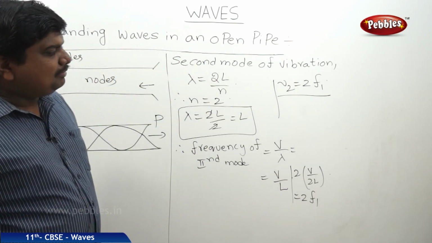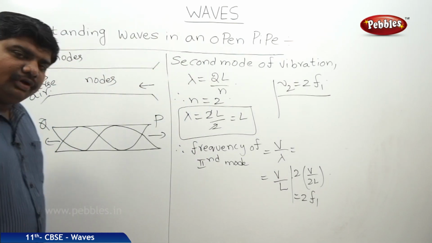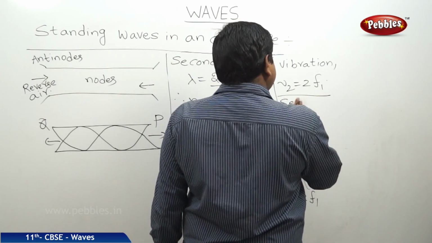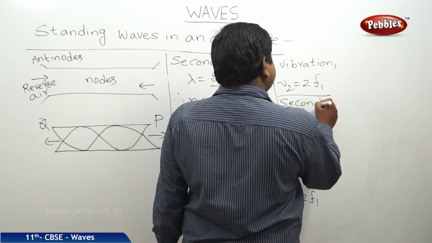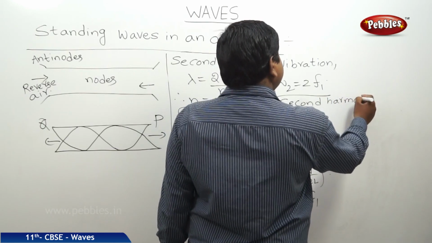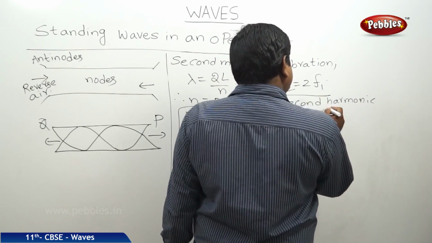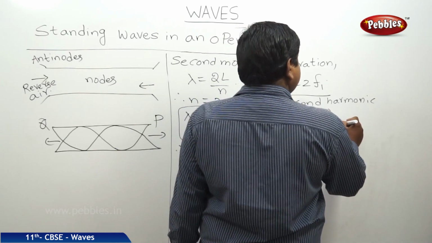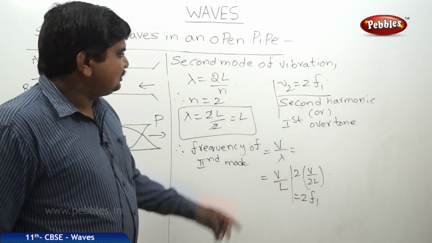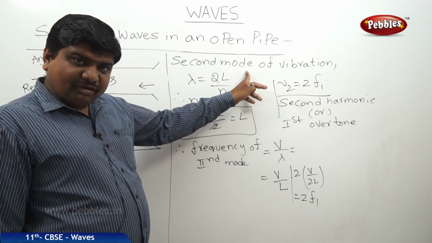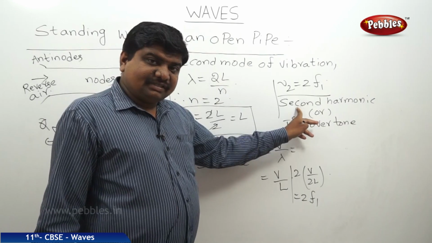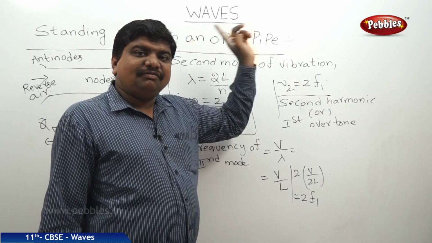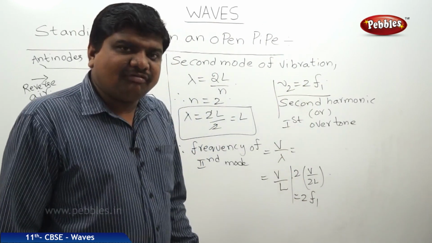In the second mode of vibration, the frequency of the second mode is also called the second harmonic or first overtone. The same frequency has three names: frequency of the second mode of vibration, frequency of the second harmonic, or frequency of the first overtone. It is 2 times the first harmonic or fundamental mode of vibration.